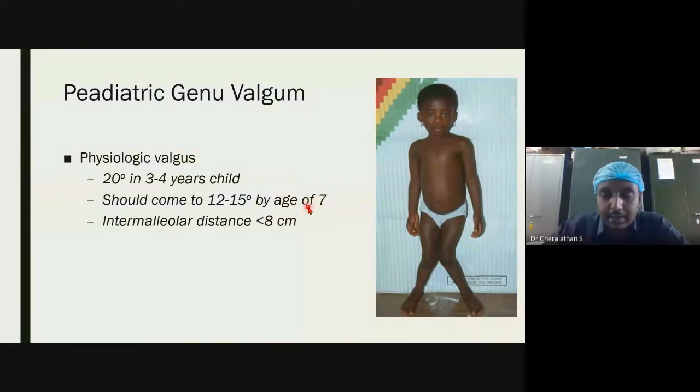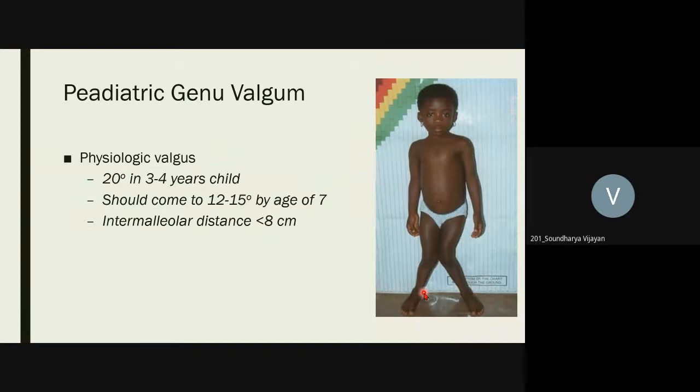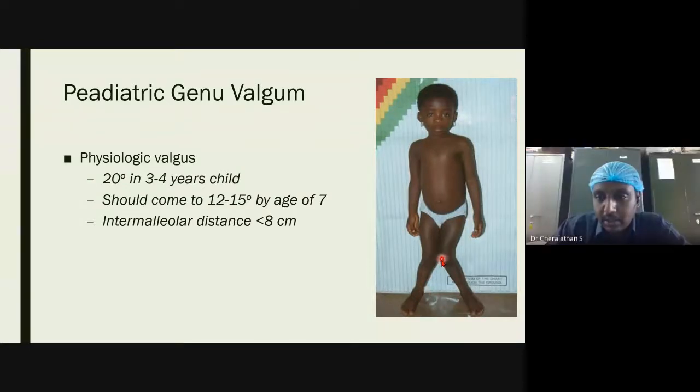Otherwise, another indirect measurement is the intermalleolar distance, the distance between the two malleoli, starting from here to here. Are you able to see the pointer? Yes, sir. Here. Fine. So the knees are brought together and the malleoli are separated apart. The intermalleolar distance should be less than 8 centimeters. Anything beyond 8, you label it as abnormal.